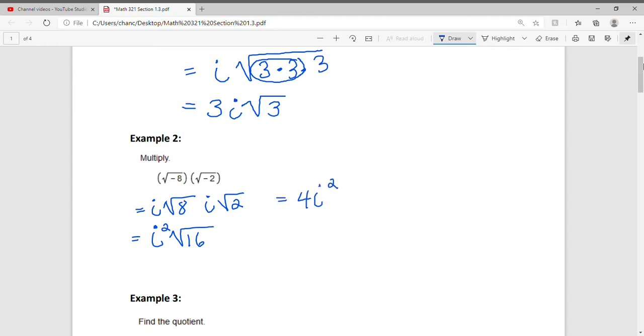And then we can simplify the i squared. We know i squared, that's just negative 1. That's by definition. Please don't forget that. i squared is equal to negative 1, by definition. So this is equal to negative 4.